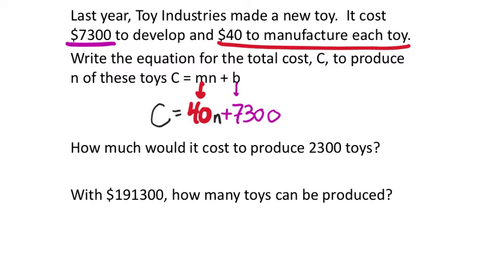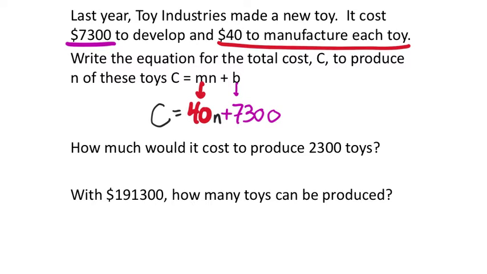Here's another reason why I know that the 7,300 is the y-intercept. It's because they did not tell us how many toys were produced for the $7,300. That's just the development, meaning they haven't produced them, they haven't manufactured them. They've produced exactly 0 toys, and it has cost them $7,300. So that, as an ordered pair, would be (0, 7,300), which would be our y-intercept.